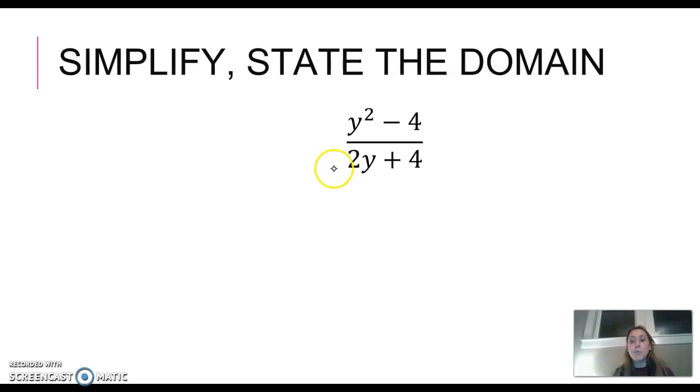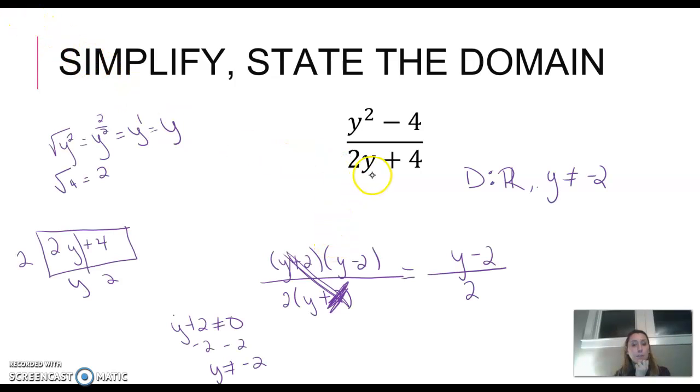Okay, so this example right here, go ahead and get it down in your notes, and then I want you to do it and then check your work with mine. Okay, so you should have gotten y plus 2 over y minus 2, y plus 2 times y minus 2 over 2 times y plus 2.